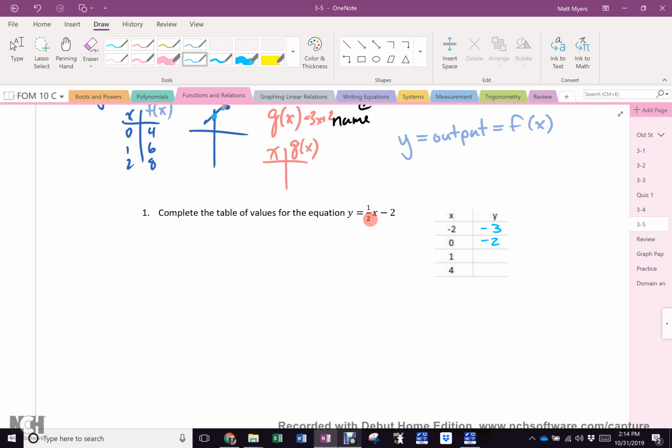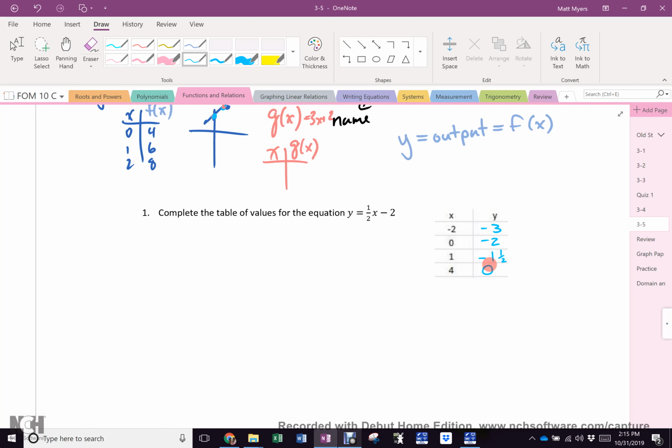Decimals? 1/2. What is 1/2 minus 2? No. Negative 1.5. And what is half of 4? Minus 2? 0. Yes. All right. All of you can do this, yes?